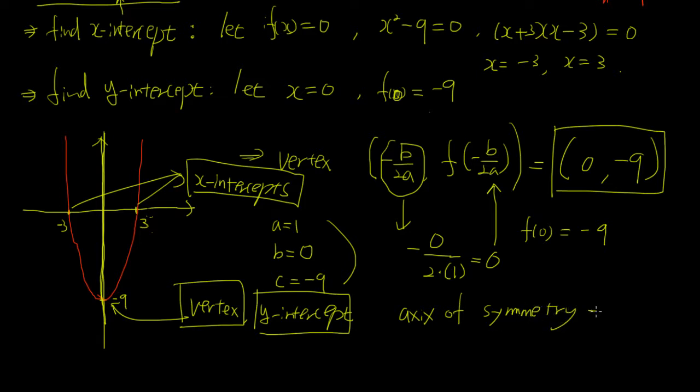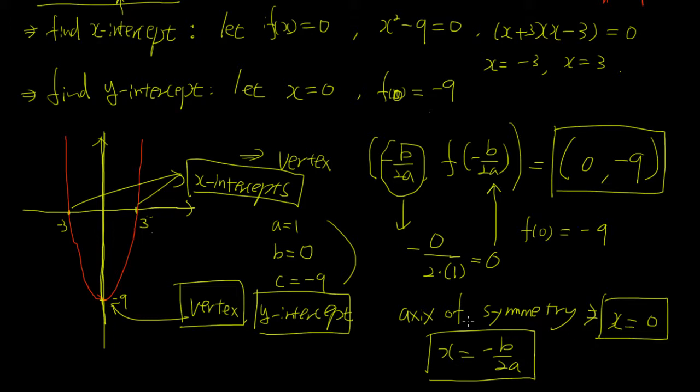Axis of symmetry is basically x equals minus b over 2a. That line is actually going to be the axis of symmetry. In our case, x equals, what was negative b over 2a? 0. That's going to be our axis of symmetry, right? Right in the middle.